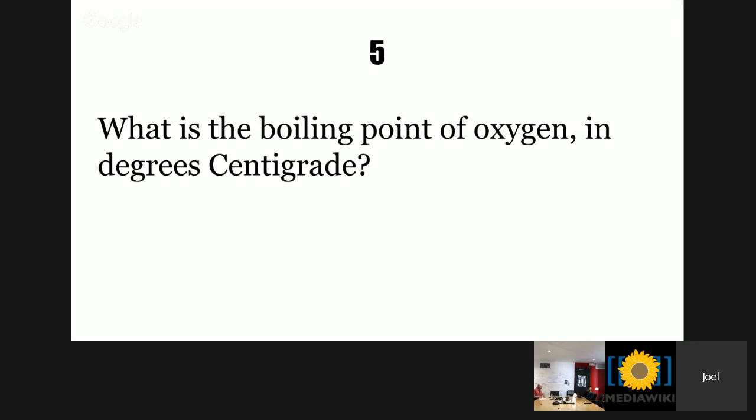Remember, for all of these, you should not be guessing a number. You should be guessing two numbers, the high and the low, the 90% confidence. Question 5 for the last time. What is the boiling point of oxygen in degrees centigrade?